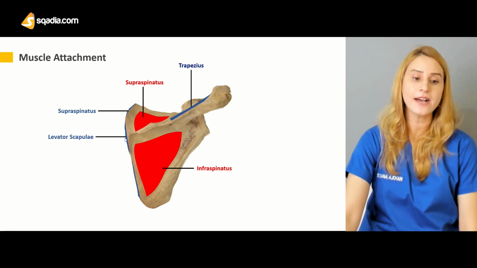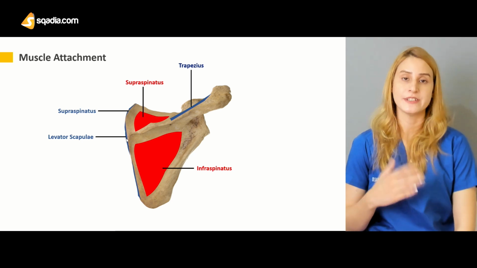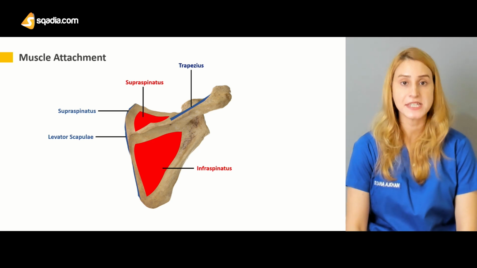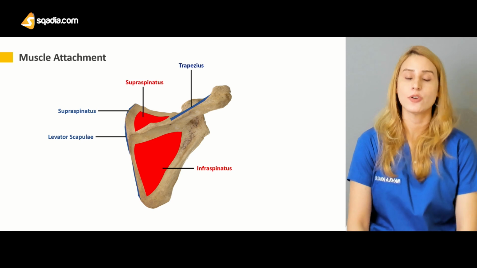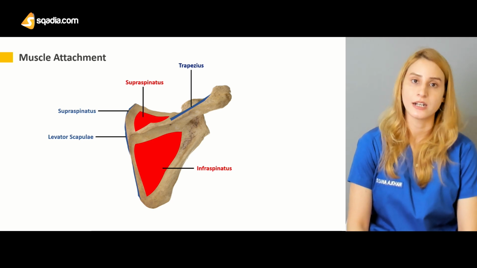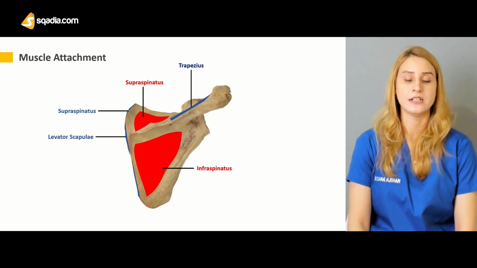Then you have another muscle which is attaching to the medial border. There's insertion of the levator scapulae muscle, and levator scapulae along with the rhomboids are also one of the important groups of muscles, which are the rotational muscles of the joint.